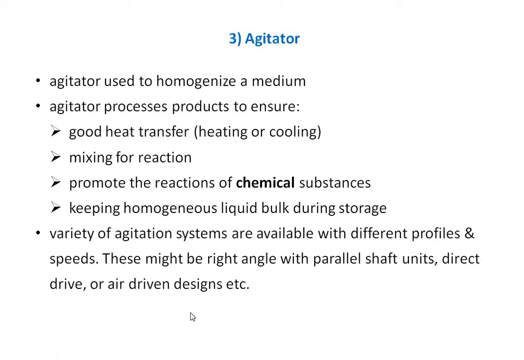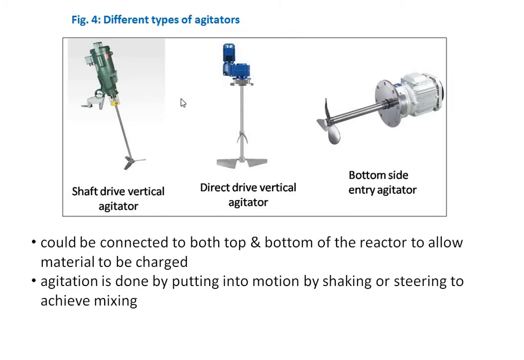Depending on the process requirements, a variety of agitation systems are available with different profiles and speeds. These might be right angle with parallel shaft units, direct drive or air driven designs, etc. These are the different types of agitators you can see here. These different types of agitators could be connected to both the top and the bottom of the reactor to allow material to be charged. Agitation is done by putting these agitators into motion by shaking or stirring to achieve mixing.